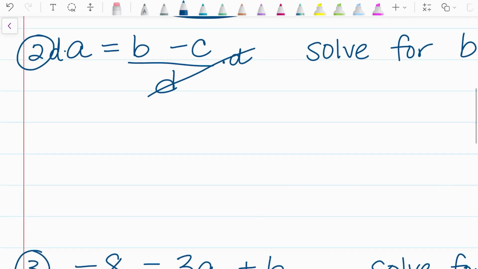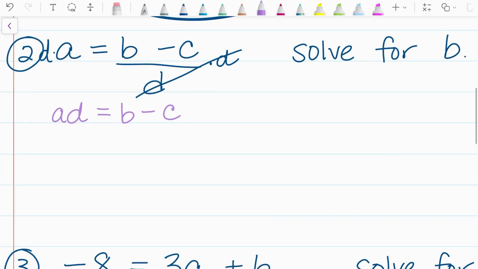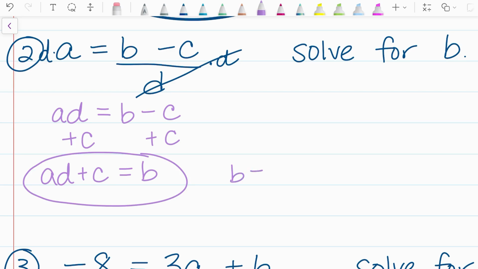So now on the left-hand side, let me switch colors, I'm going to have a times d. I can just write it as ad. You could put the dot between it. You could write it da, doesn't matter. And then I have b minus c. I want b alone, and so I'm going to get rid of the minus c by adding c to both sides. And now I have ad plus c is equal to b. You could rewrite this to be b equals ad plus c. You could flip-flop their sides, but that's not important.